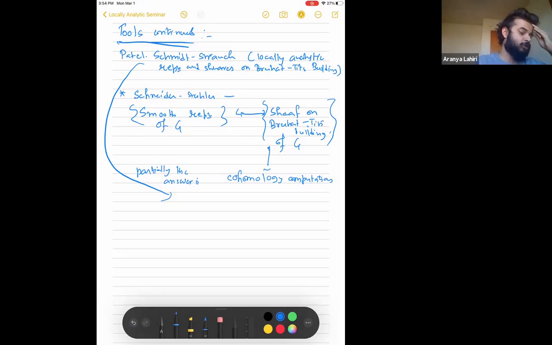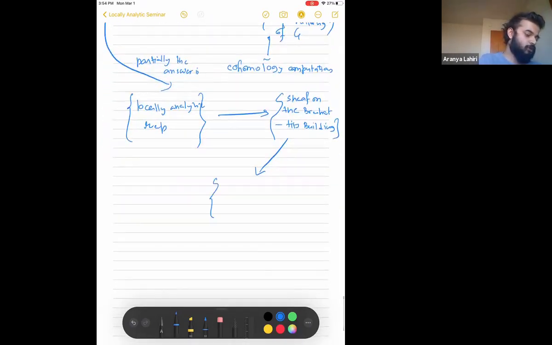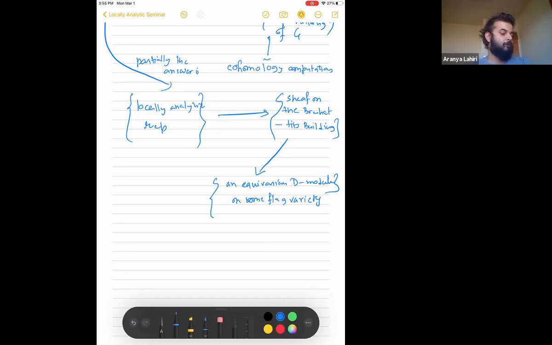But what Patel, Schmidt, and Strauch show is that from a locally analytic representation, you can associate a sheaf on the Bruhat-Tits tree or building. And then I think the main part of this paper comes to, you can go to an equivariant D module on some flag variety. So what this essentially does is construct a functor from locally analytic representations to these things called equivariant D modules.